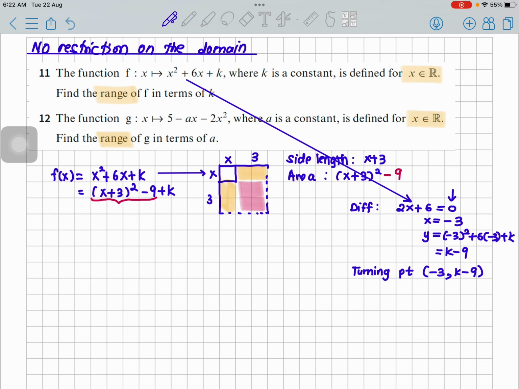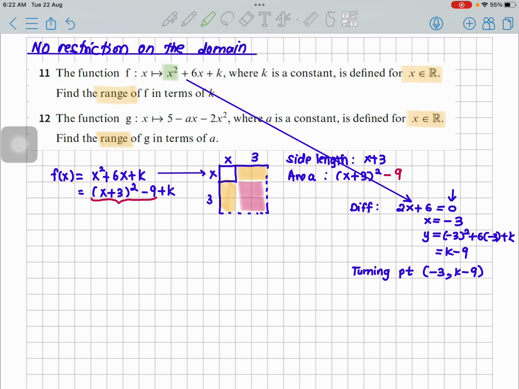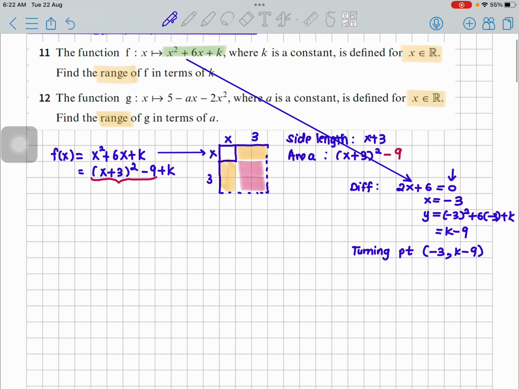I got my f(x). Now I need the range. And I know that this is a quadratic. This function over here is a quadratic, which is of a smiley parabola shape. So let's try to illustrate that. My turning point is negative 3 for the x value, and I'm not sure what the value of k is. But I know on my x-axis, I need to locate the minus 3.